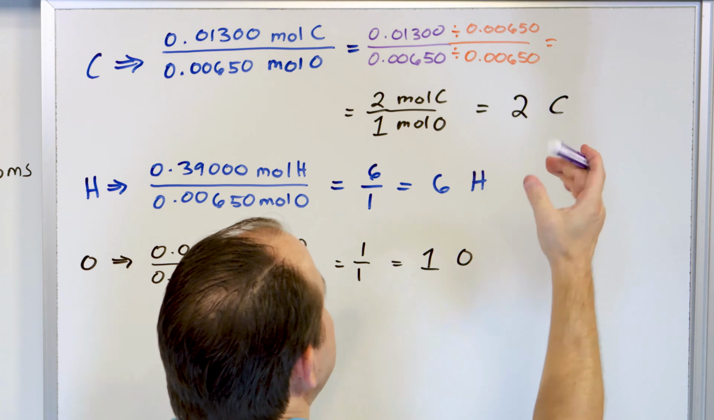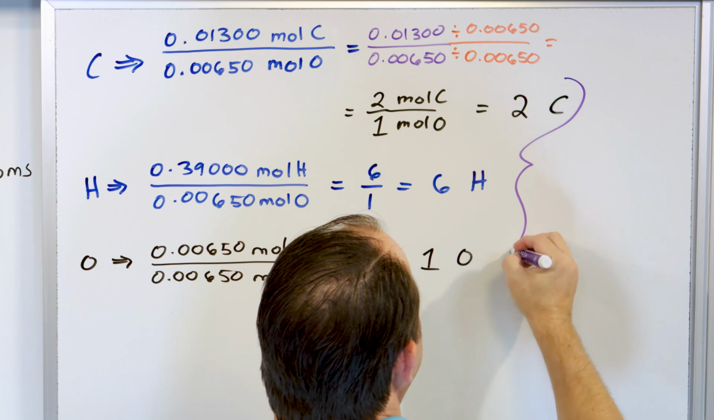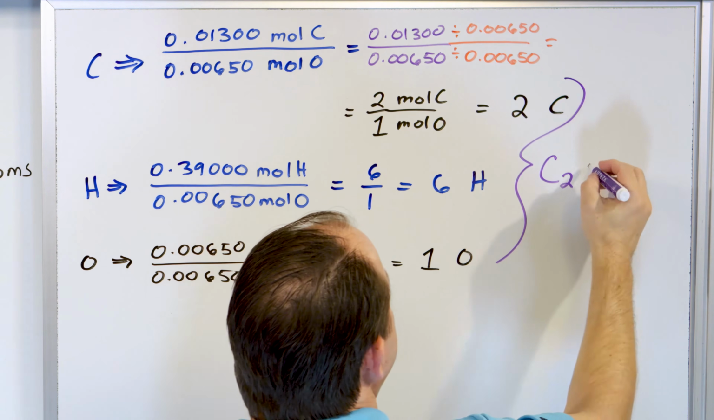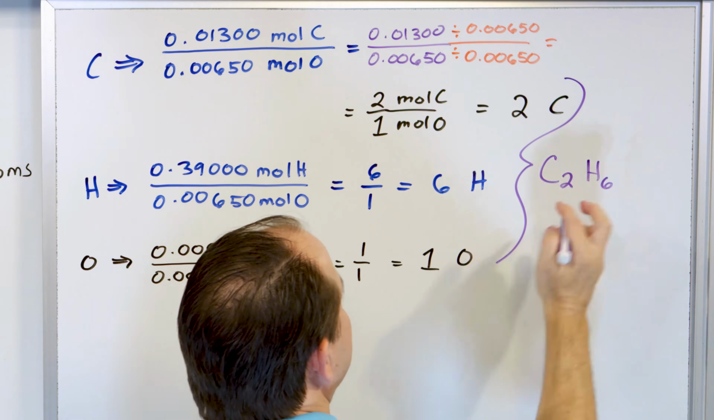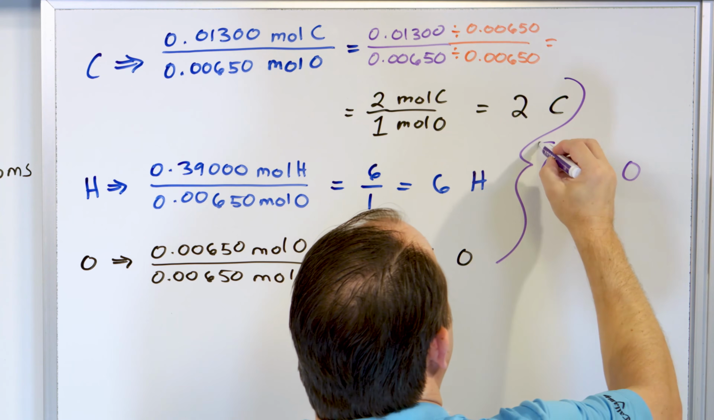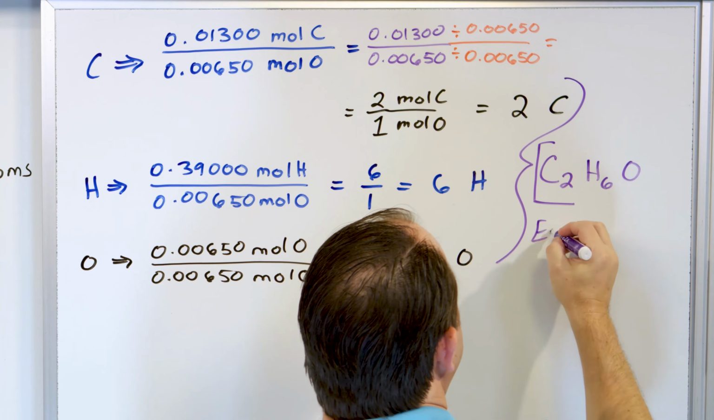And so what you do is you take this and you put it together, and what you say is the subscript for carbon is 2, the subscript for hydrogen is 6, and the subscript for oxygen is 1. So you get C2H6O1, and this is the empirical formula.